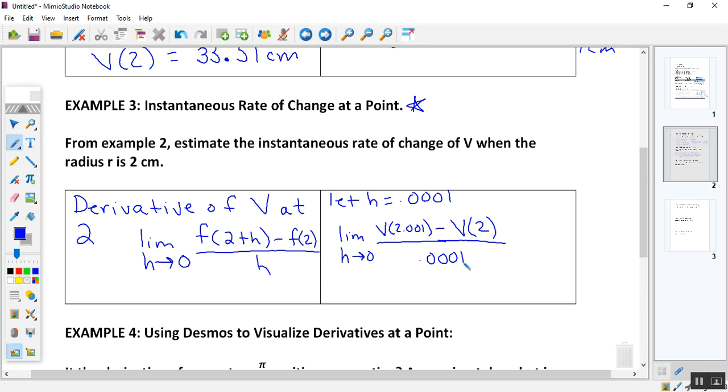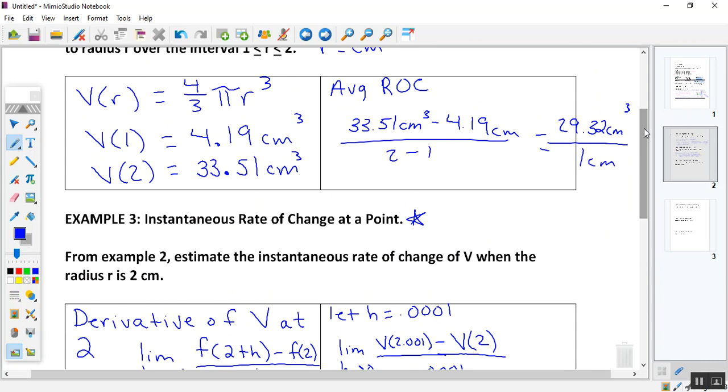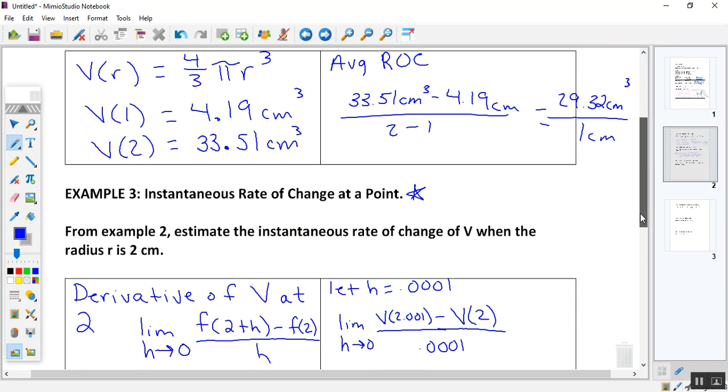Okay? And here's the deal. Guys, from the previous example, did we know what V of 2 was equal to already? What was it? 33 point what? 5.1. So what I really need someone to evaluate is not V of 1, not V of 2, but V of what? Okay, who wants to put in 2.001 to the third times 4 pi divided by 3 for me? And give me that exactly as it shows up, all right?